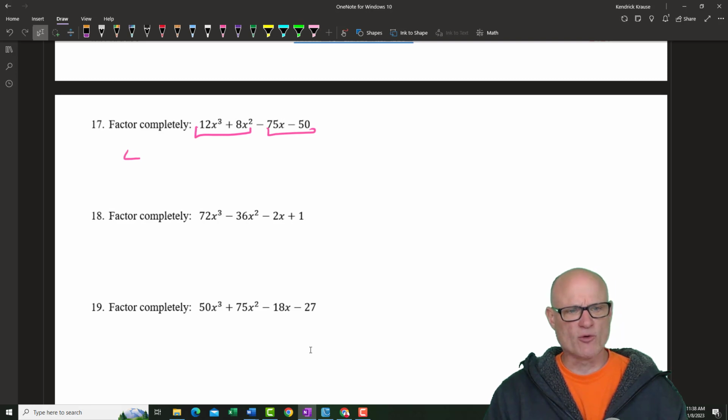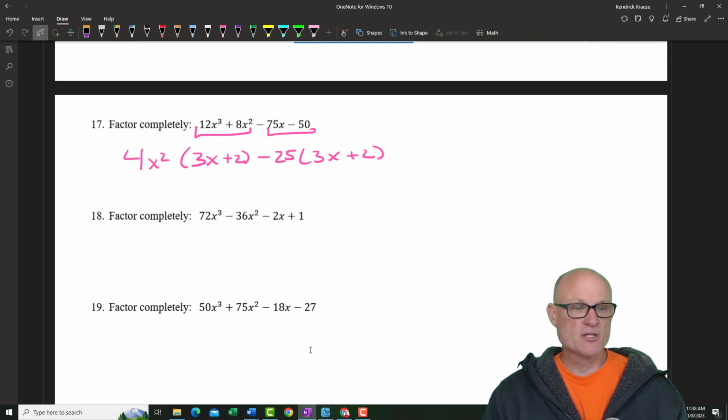All right, so I'm going to look for the first two. First of all, I didn't see an overall GCF, so I'm going to take out a 4x squared, and I'm left with 3x plus 2. Minus, well, that one means this has to be a 3x plus 2. And if that's true, then I must have taken out a negative 25. So my first set of parentheses is 3x plus 2. My second set would be 4x squared minus 25.